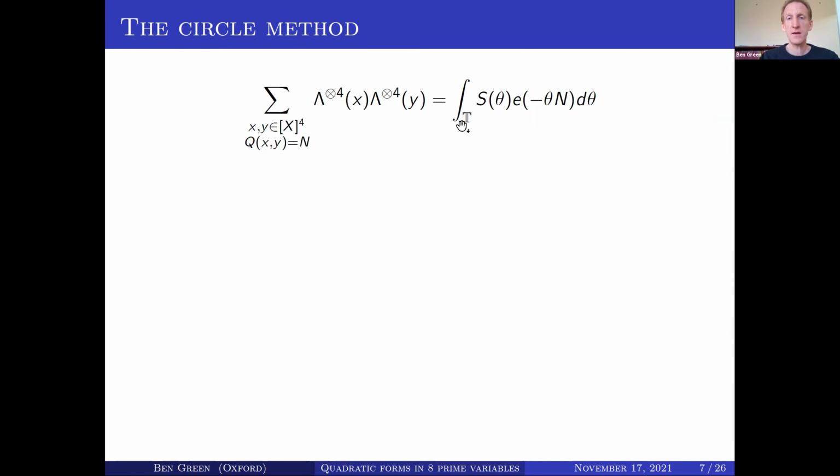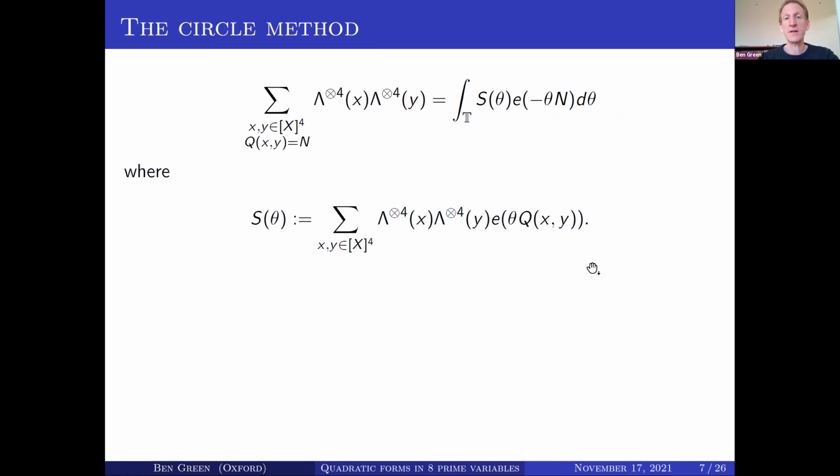So t here means just r modulo z. So it's the integral from 0 to 1, where s is an exponential sum. So it's the sum of a product of 8 von Mangoldt functions twisted by e to the 2 pi i theta q of x, y. So twisted by a quadratic phase.